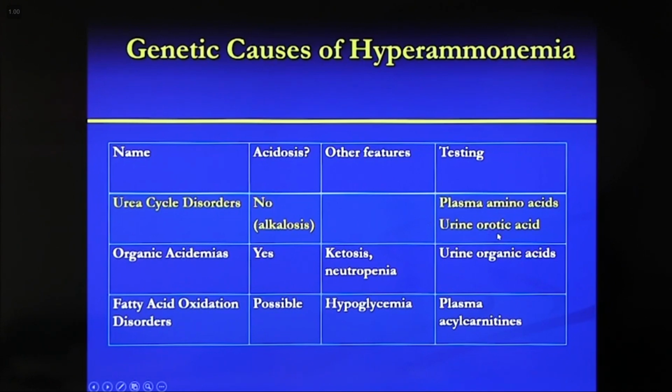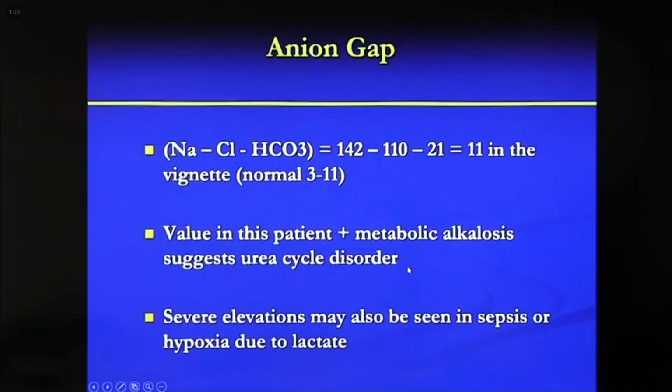The tests that we use to diagnose some of these things are plasma amino acids and urine orotic acid. The other thing that happens is that we can calculate the anion gap. Now remember, the anion gap is the sum of the positive ions minus the negative ions, and I leave out potassium. So in this case, the anion gap is 11, which is fairly normal. If you have an organic acid disorder, that has an unexplained anion gap because the organic acid contributes, just as if you have, for example, aspirin toxicity, that contributes to the anion gap. So the ammonia does not contribute, and the amino acids don't contribute in the same way. So this normal anion gap is consistent with a urea cycle disorder.